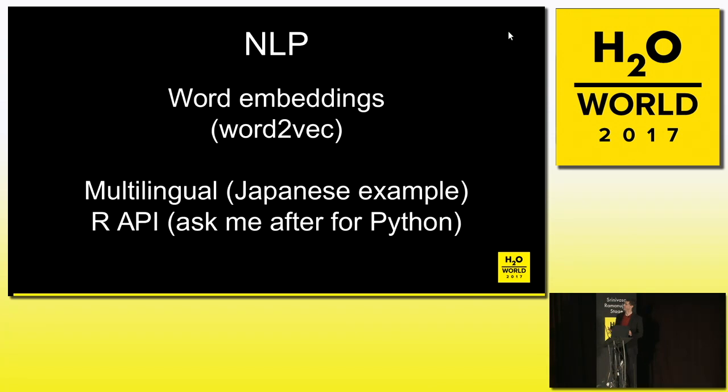Let's move on. So I'm going to talk about NLP, and in particular, word embeddings. H2O recently has come with a word-to-vec implementation built in. In this talk, I'm going to show how it can be used for other languages. I'm going to show an example first in English, and then in Japanese, to give you a feel. What I'd like to do with this talk is train your intuition of when you should use word embeddings, when you shouldn't, what they're good for, and so on.